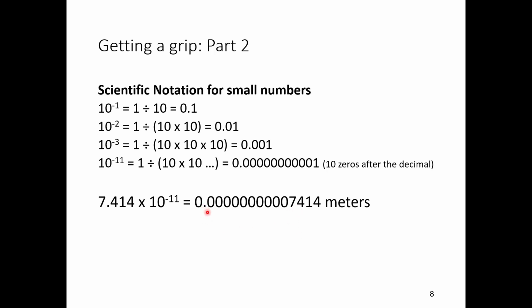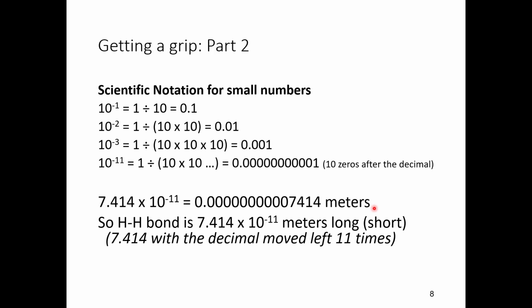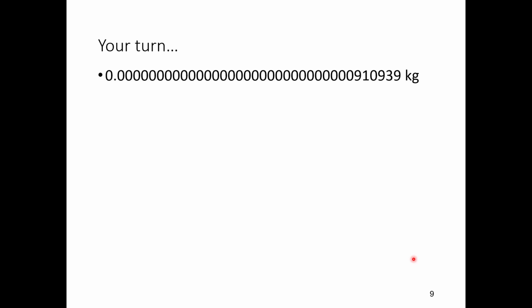So I'm going to go here and say, okay, well, that's 1, 2, 3, 4, 5, 6, 7, 8, 9, 10, 11. So my final answer would be 7.414 times 10 to the minus 11. And then, of course, it's got units of meters, which we'll talk about in a moment. So again, it's 7.414 with the decimal moved left 11 times. All right, so here are some more practice problems for you. Try that one.